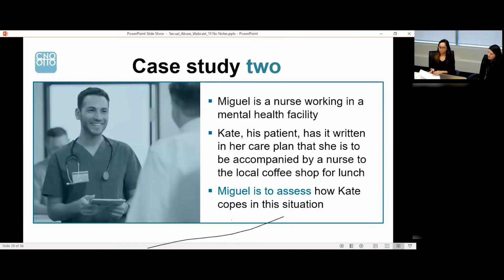Here's a second case study. Miguel is a nurse working in a mental health facility. Kate, his patient, has it written in her care plan that she is to be accompanied by a nurse to the local coffee shop for lunch. Miguel is to assess how Kate copes in this situation. Miguel wonders if this is appropriate and if this is a boundary violation.